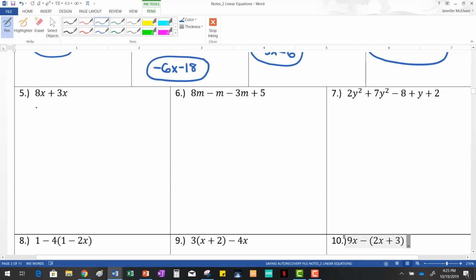Okay, so number 5 is 8x plus 3x. These are like terms, so I'm just going to do 8 plus 3 and get 11, and the x comes along. I'm finished.